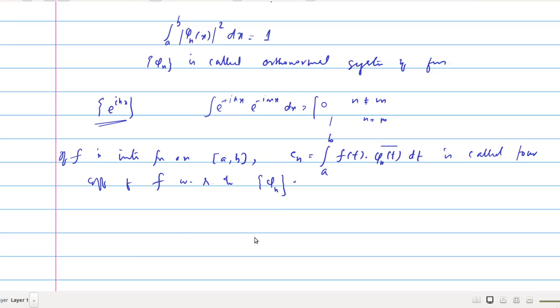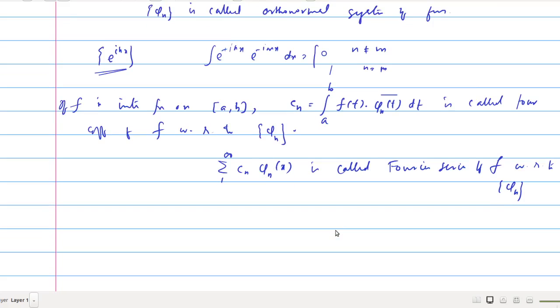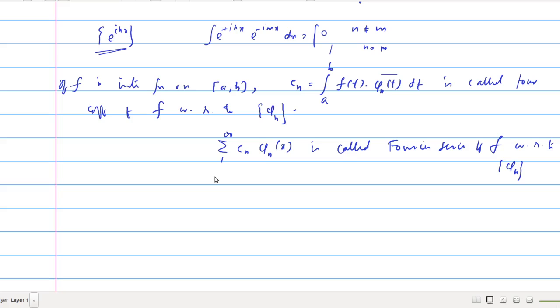Using these Fourier coefficients, you can define the summation, n equal to 1 to infinity, of Cn phi n of x. This series is called the Fourier series of f with respect to phi n. So corresponding to each orthonormal system of functions, you can define a Fourier series for integrable functions over an interval a b. Later on we will discuss the convergence notion of this. In order to discuss convergence, we need a distance. To get a distance, we start with an inner product, which induces a norm, and using that norm we can discuss convergence.